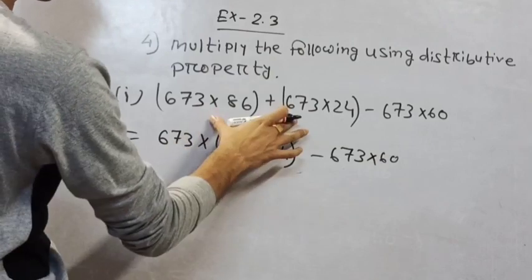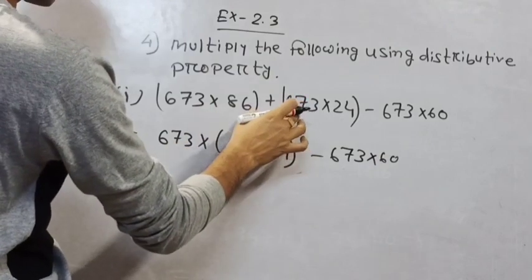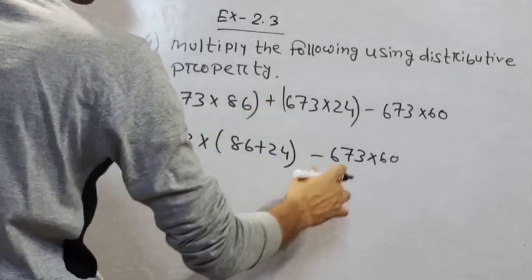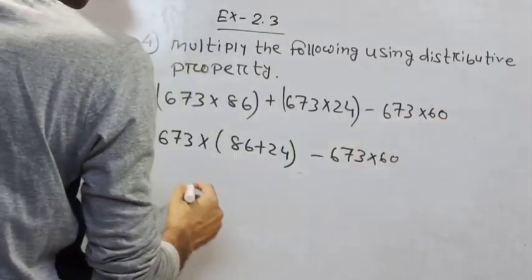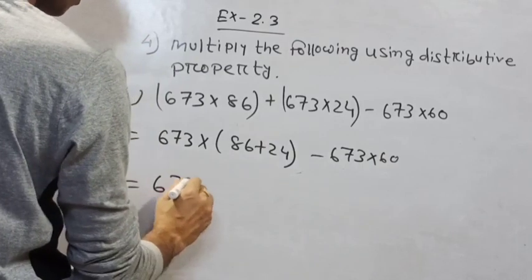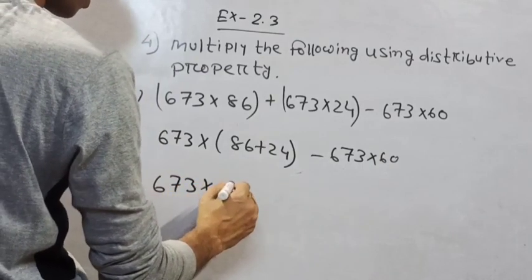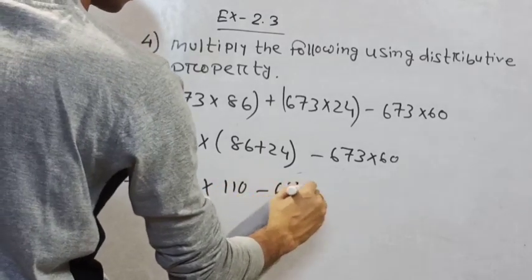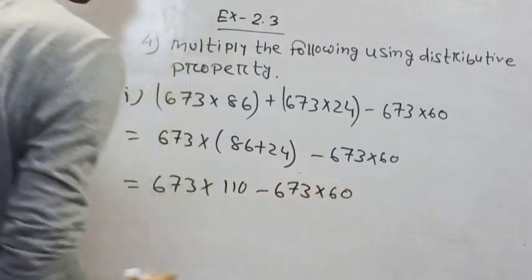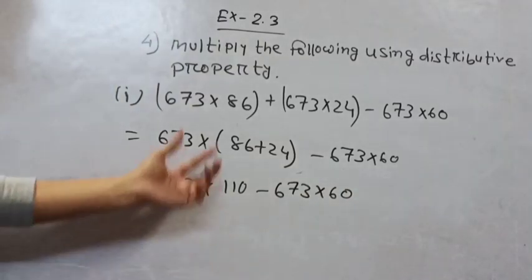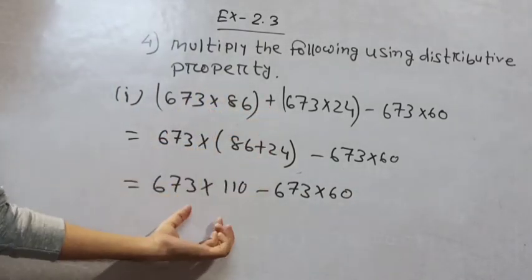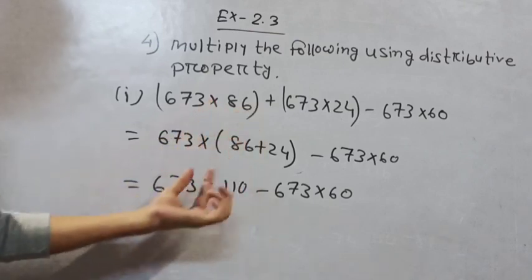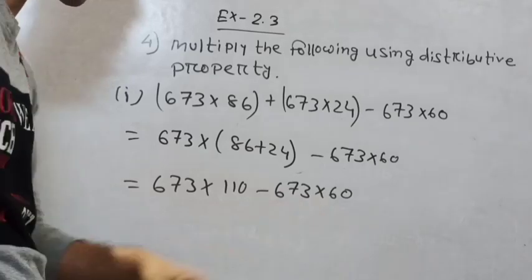Now this is A into B, A into C, the distributive property of multiplication over addition, and this one you keep aside. So here 673 into 110 minus 673 into 60. Now here, distributive property of multiplication over addition, and distributive property of multiplication over subtraction.